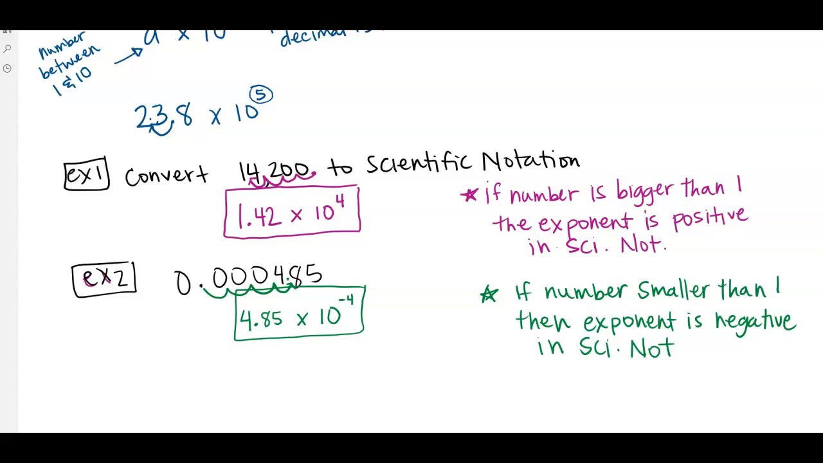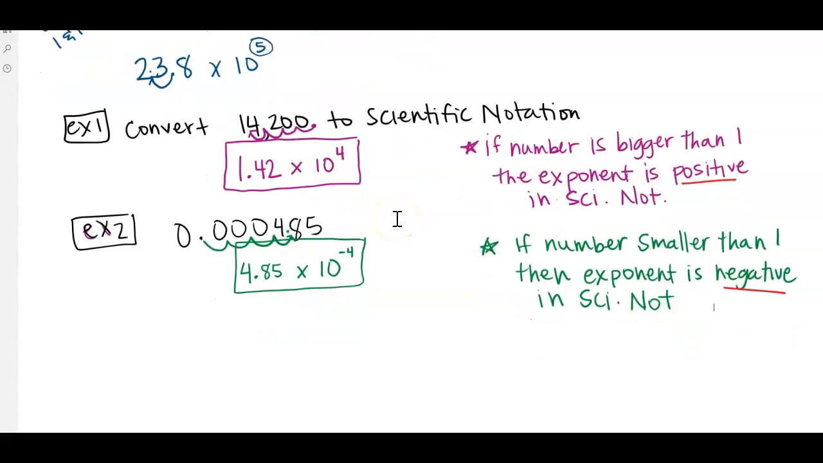So I think it is easiest to ask yourself when you're converting to scientific notation, is this a really big number or a really small number? Just starting off by asking yourself that question will help you keep straight whether you need to have a positive exponent or a negative exponent in your scientific notation. Okay. Does that make sense?